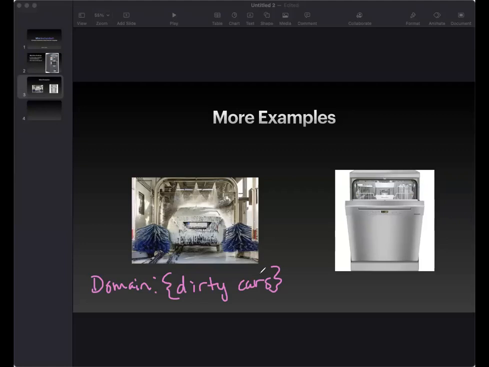So let's just pause there. But yeah, so the domain of this is dirty cars. What is the range going to be? The range is what we get out. We get out our clean car, right? So we would call the range the set of clean cars.